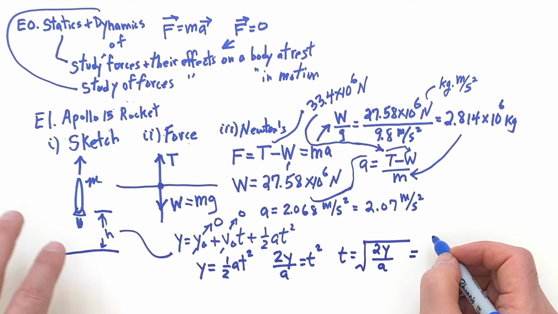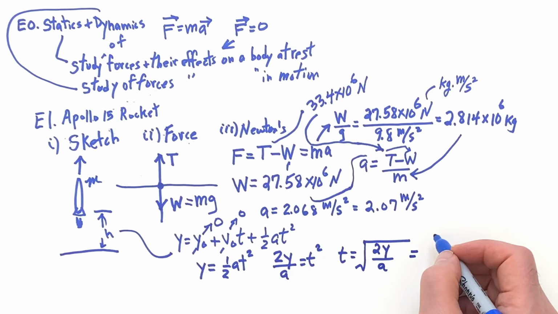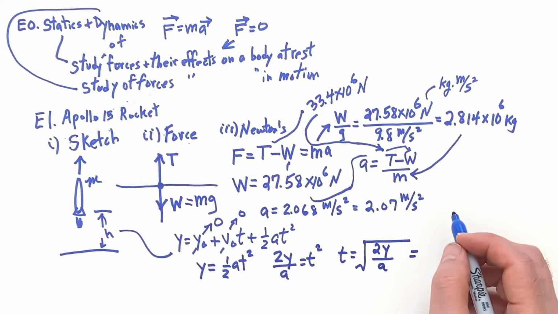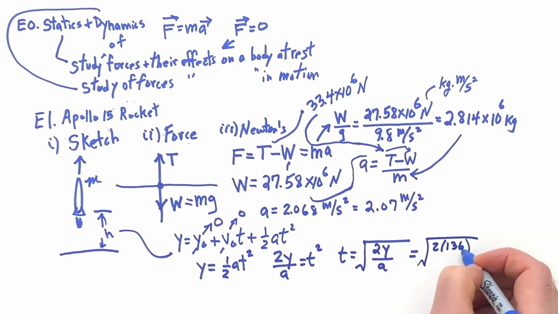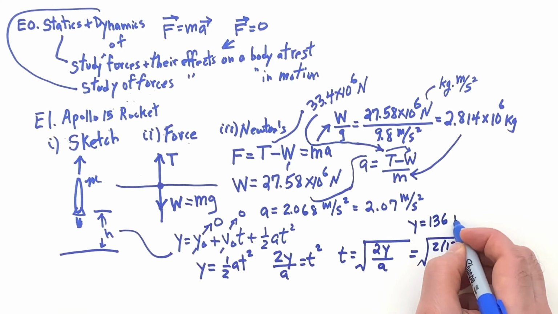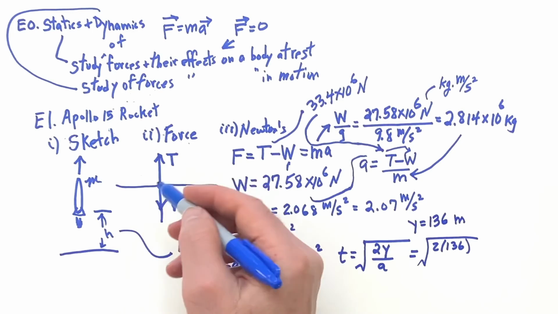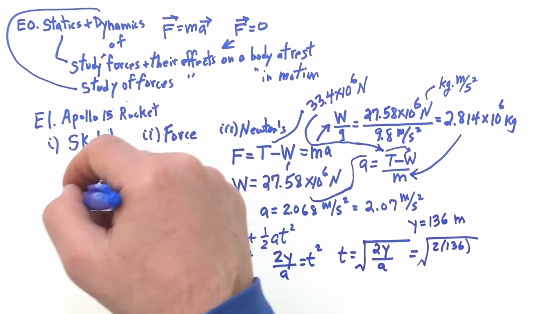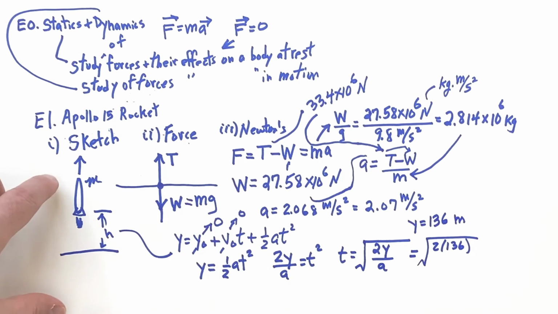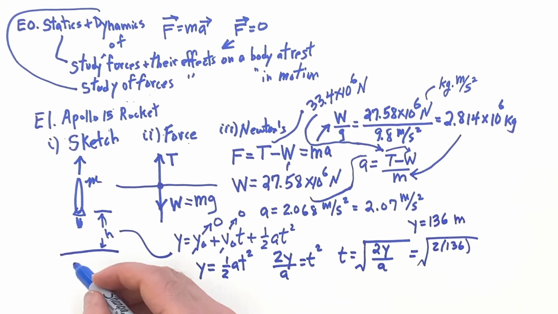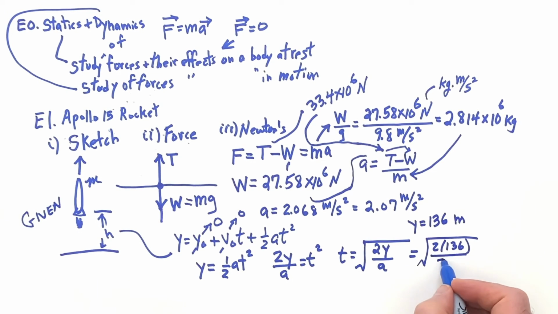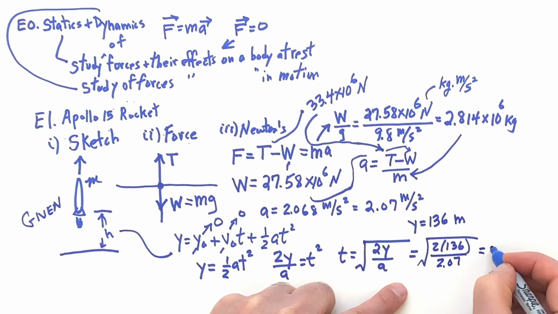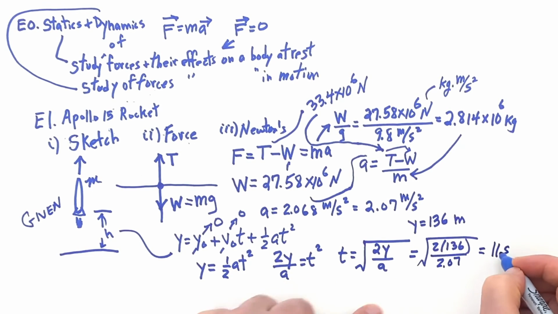Now they give us the tower height. That was given in the problem. And that was given as 136 meters. So y was given in the problem. And when you're doing your sketch, it's good to include all the given information at that point. So if I was doing this for a homework problem, I would make sure all the given is up front with the picture here. You want to include the given information there. So if we then divide by the 2.07 here, work this out, you get 11 seconds.